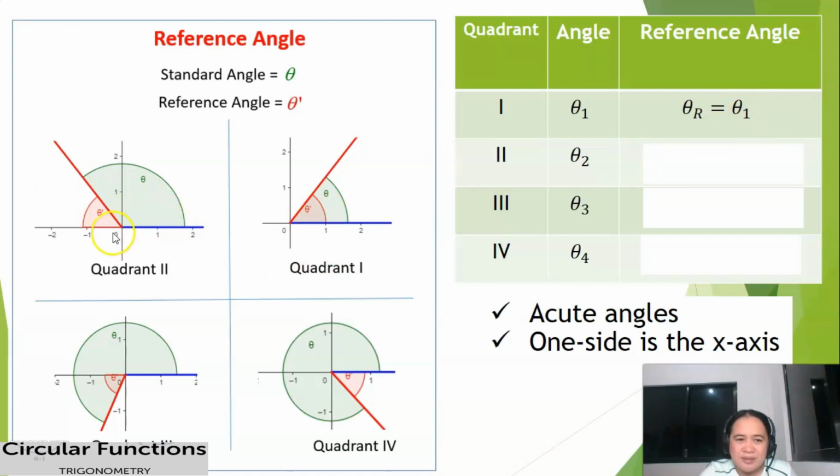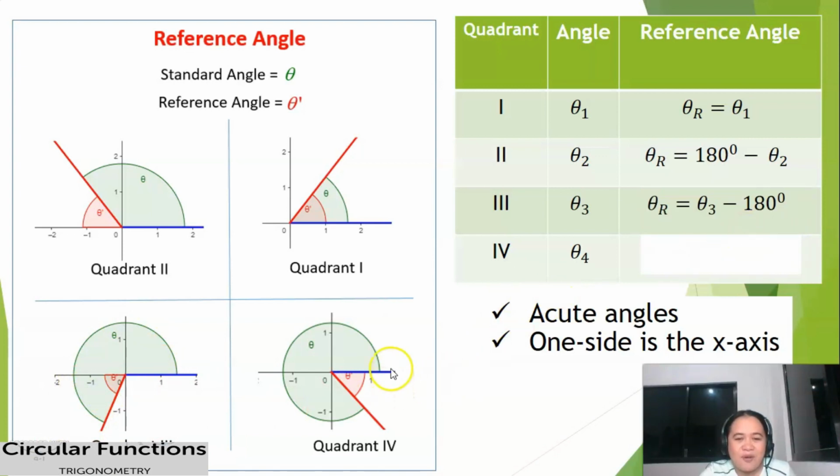In the second quadrant, to get the reference angle, that would be 180 degrees minus the standard angle, or second quadrant angle. In the third quadrant, that would be the third quadrant angle minus 180 degrees. In the fourth quadrant, that would be 360 degrees minus the fourth quadrant angle. So take note of this. Let's have an example.